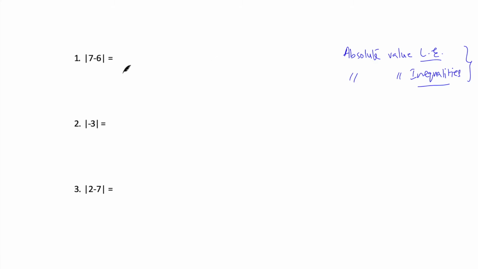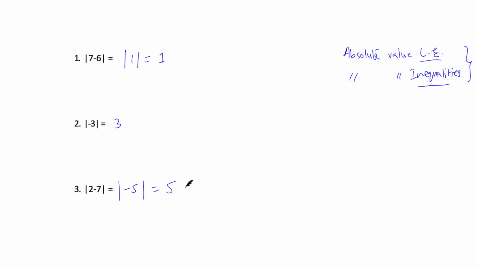Okay, so what is |7 minus 6|? You do the basic math just like you do with normal numbers. We have these bars, 7 minus 6 is 1, and when you open this, you will get 1. That's your answer. Okay, mod of minus 3 is 3, very simple. 2 minus 7, you solve this, you get mod of minus 5, but when you open it, it becomes positive. The output will always be positive. So the answer is 5.